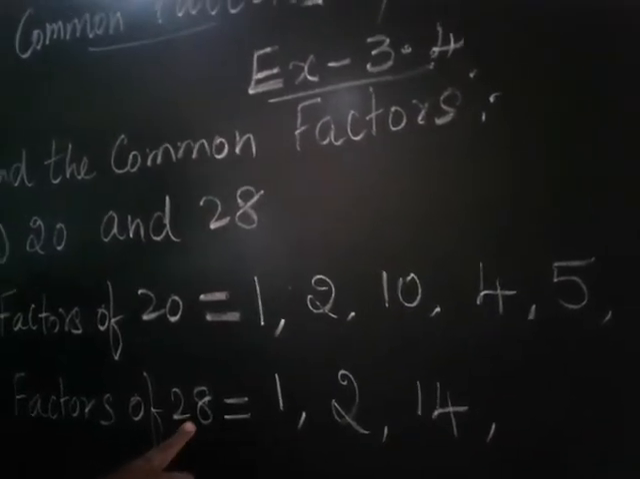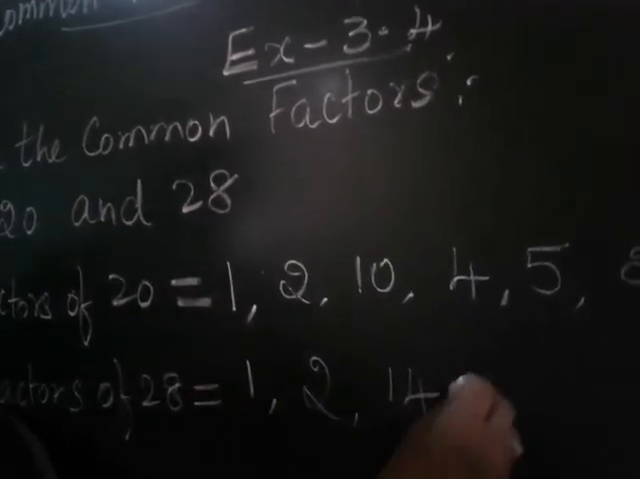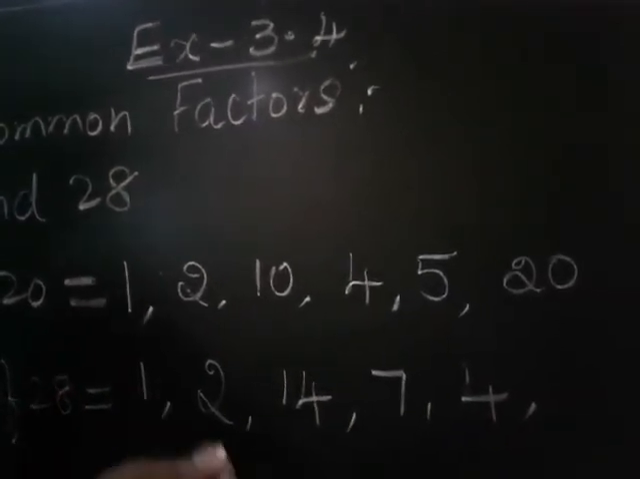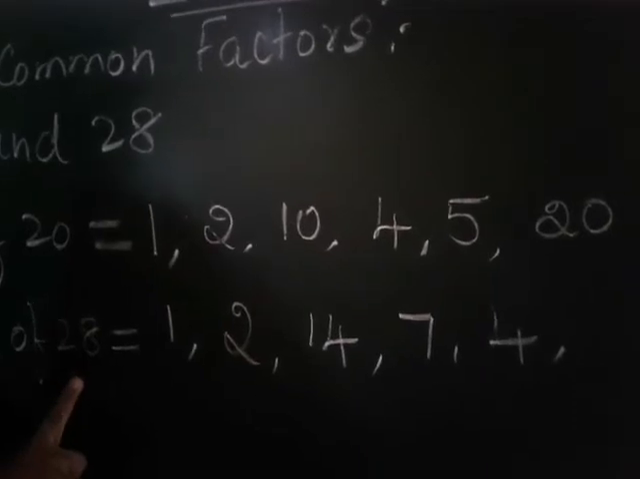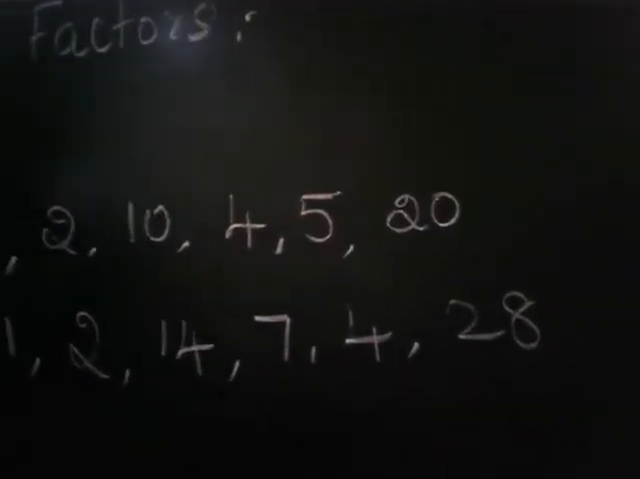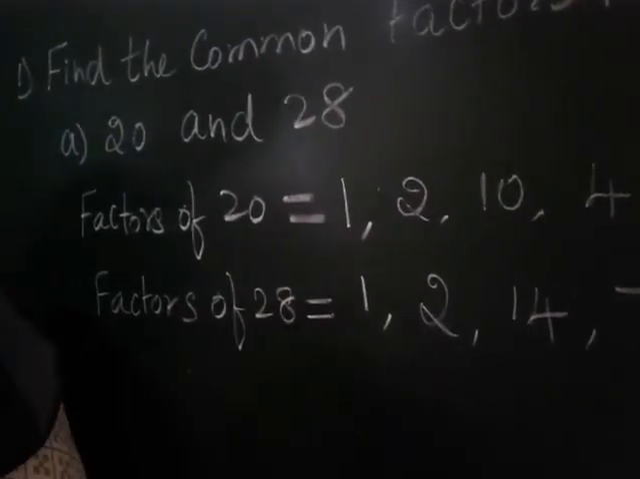Then you have to think of any other tables where 28 will come. 7 4s are 28. So 7 and 4. The next ones: 2 14s, 7 4s. Then will any other table come? No. So the 28 table will come: 28 ones are 28.